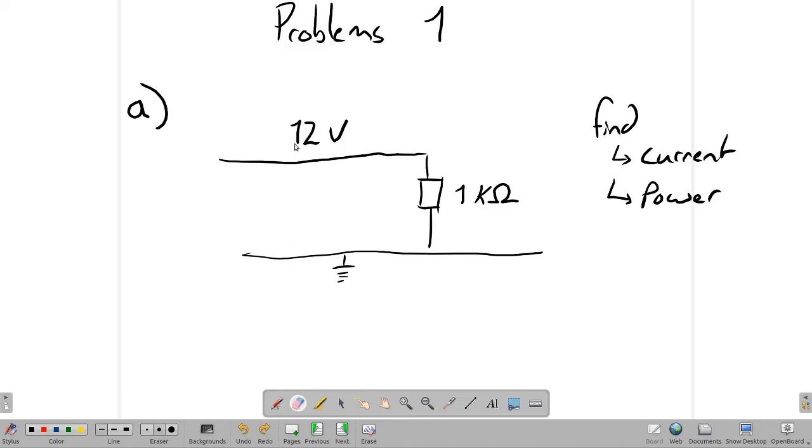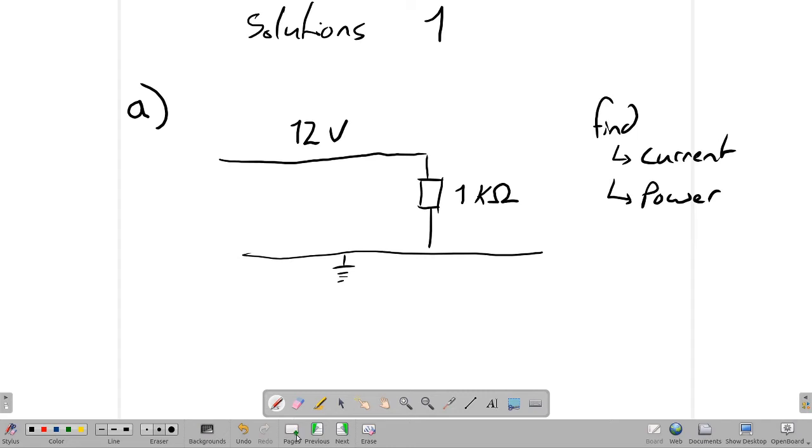So we'll go through the problems that were at the end of the last lecture. So this will be solutions 1. Alright, we had a 12 volt power supply with a 1k resistor, or 1 kilo ohm resistor, 1000 ohms, and we needed to find the current and the power.